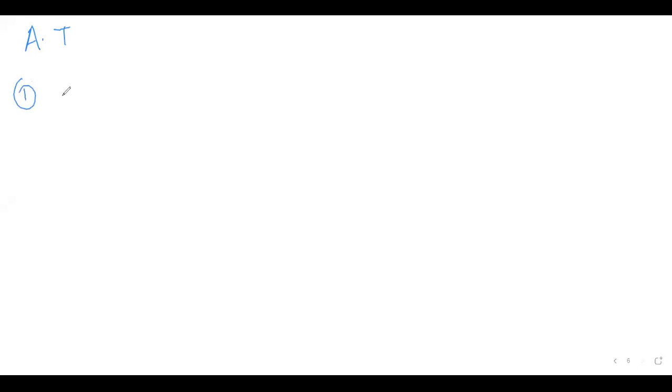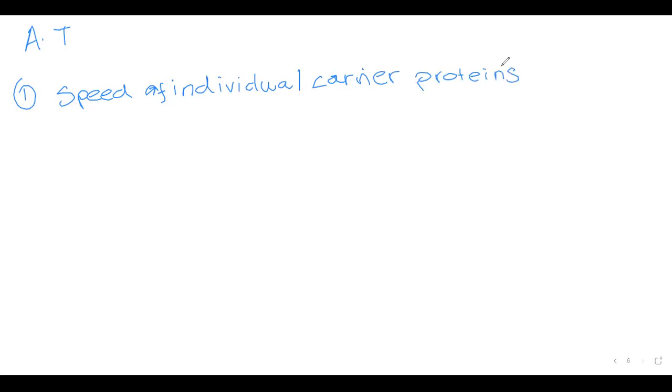The first one is our speed of individual carrier proteins. Now, carrier proteins have different speeds. So when we think back to when we were talking about facilitated diffusion, if all those carrier proteins are being used, rate of diffusion can't increase. The rate of active transport relies on the speed of those individual carrier proteins. So the faster they work, equals the faster the rate of reaction, equals the faster rate of active transport.